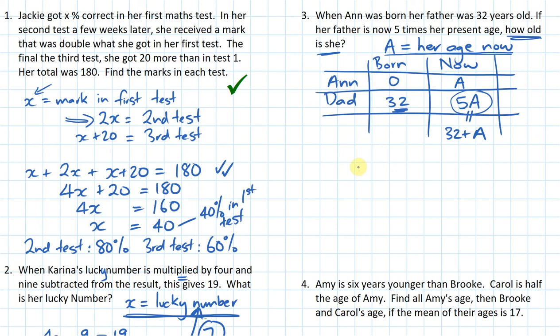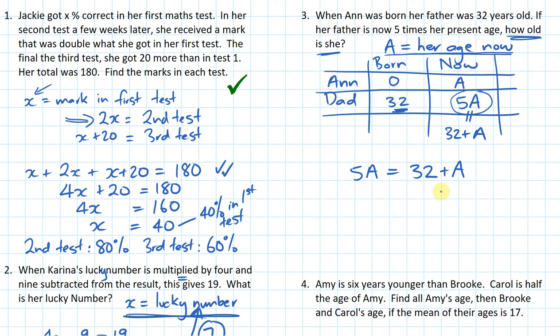So now we can write our equation. 5A is equal to 32 plus A. So that 32 is the dad's age when she was born, plus the number of years that have gone by, which is just how old Anne is now. So let's solve this equation.